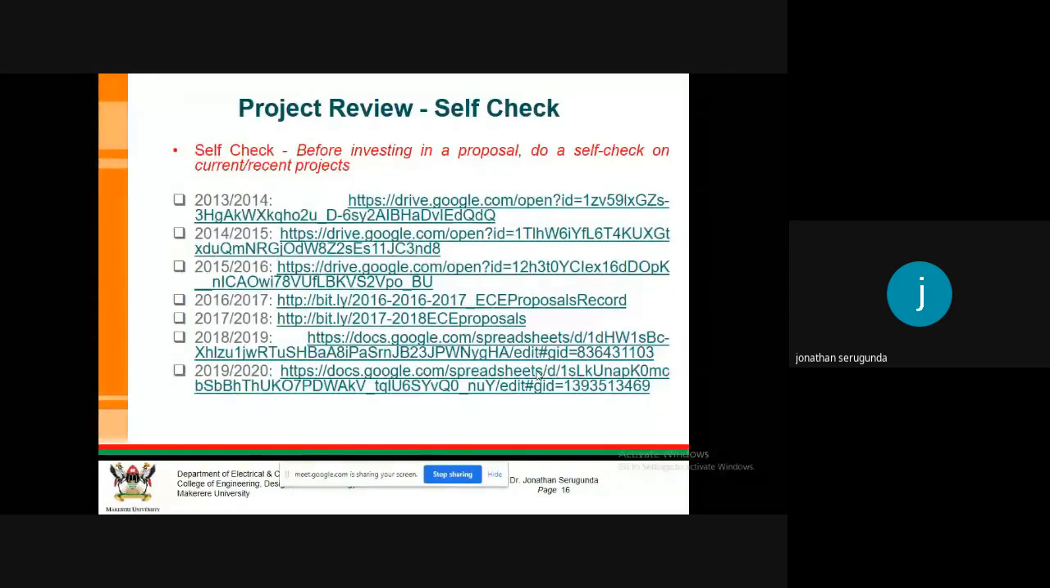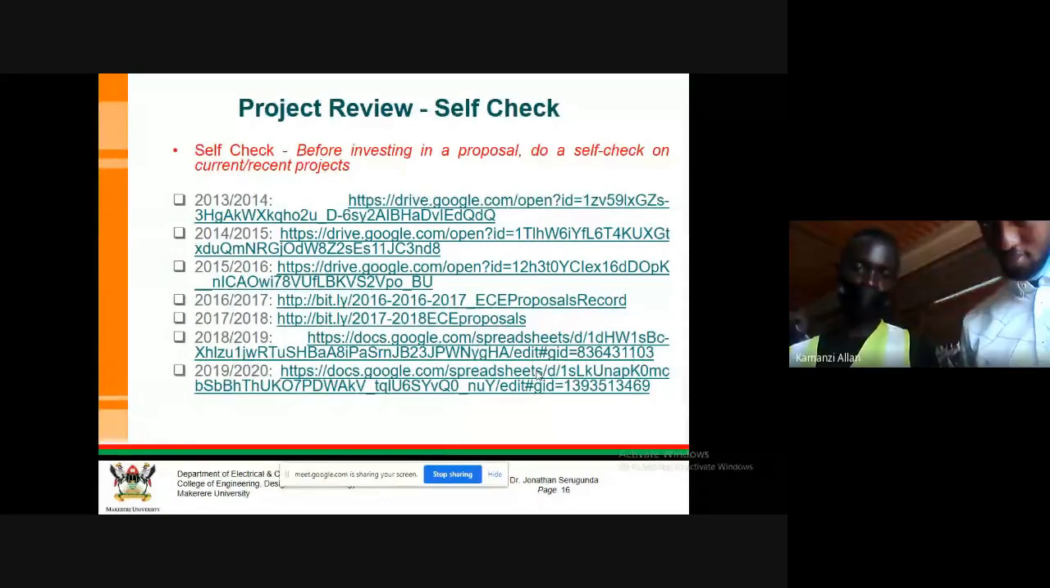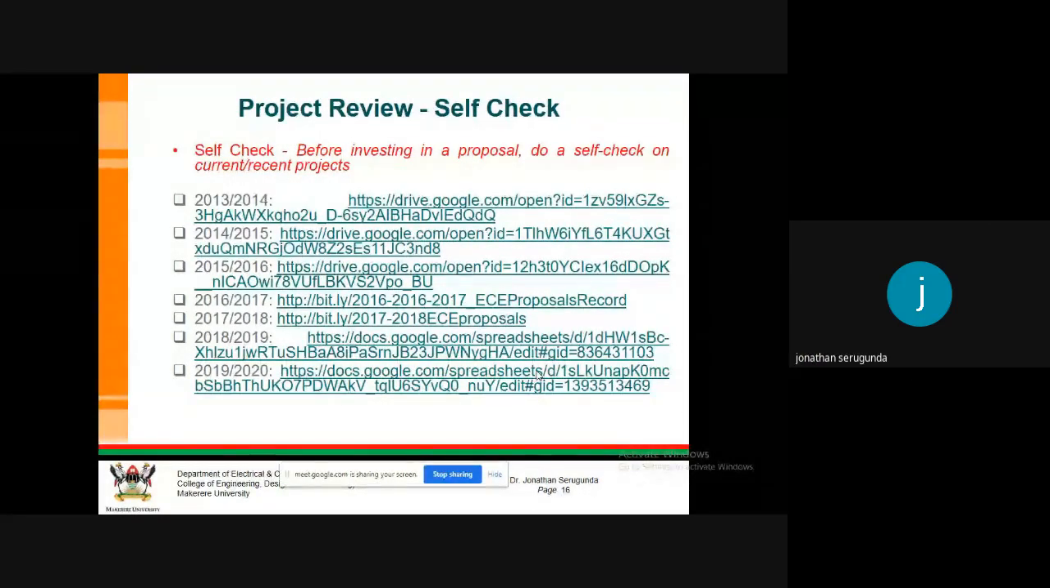We usually provide a list of projects that have been done over the previous few years. So here we have projects that were done since 2013 all the way to 2020. So you'll have to look at what did these other people do, so that you don't do something that has already been done, but also as well to avoid cases of plagiarism. But you could actually extend on someone's work.